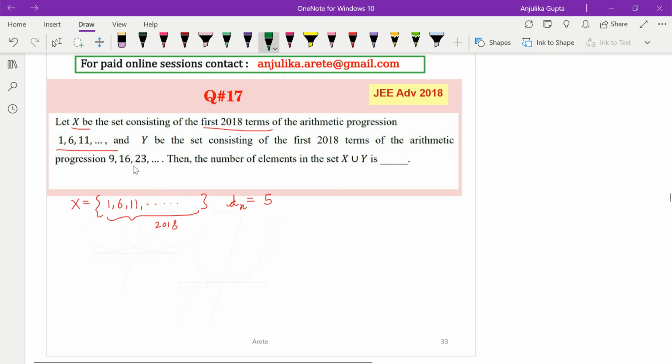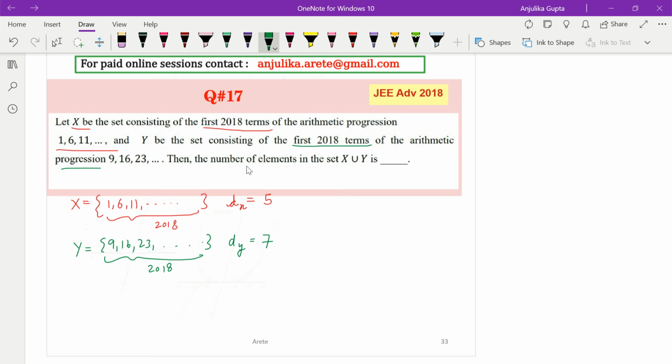Let's write the next one. Y is another set that also consists of 2018 terms of an AP, and the terms are given like 9, 16, 23, and so on. So again, there are 2018 terms over here. And what is the common difference? 16 minus 9 is how much? 7. Okay, so 7 is the common difference.